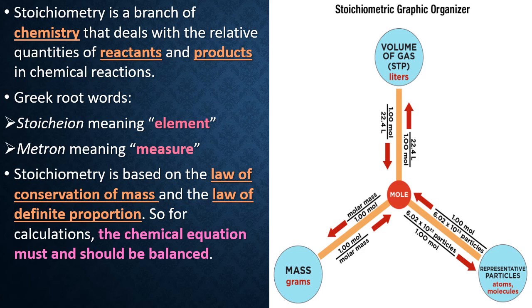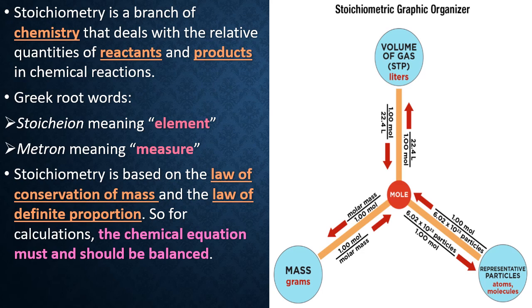For example, in the case of water, it is 2H2 plus O2 gives 2H2O. Behind H2, 2 is there. Behind O2, 1 is there. Behind H2O, 2 is there. They are called, 2, 1, 2 are the stoichiometric coefficients for hydrogen, oxygen and water respectively.